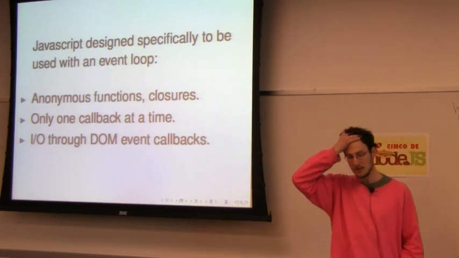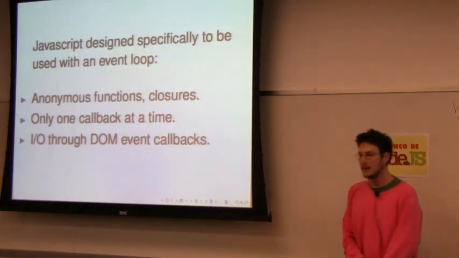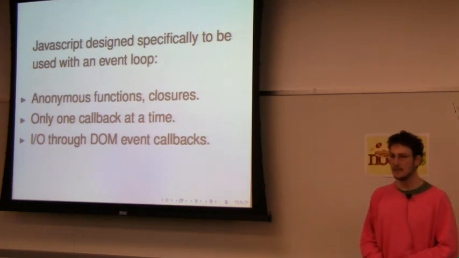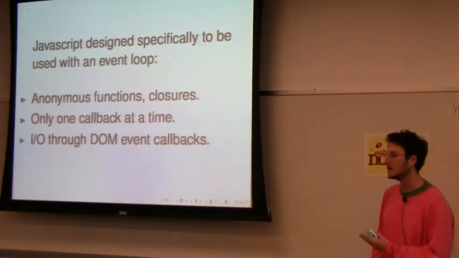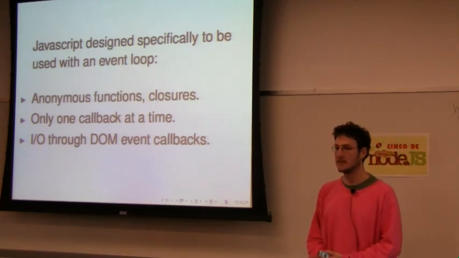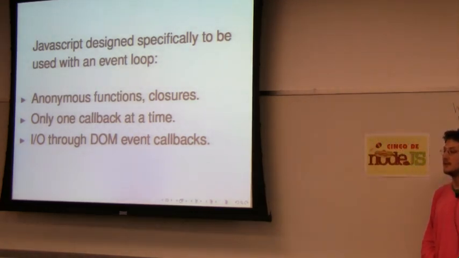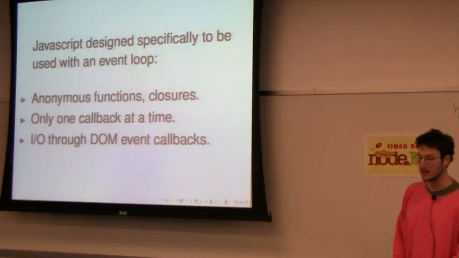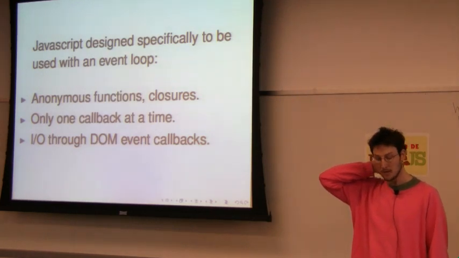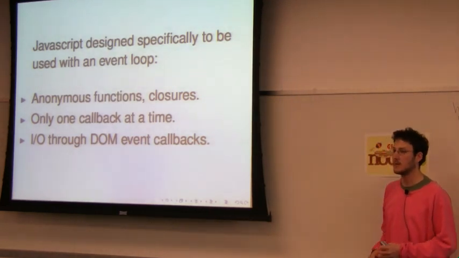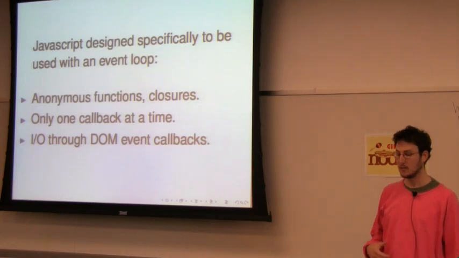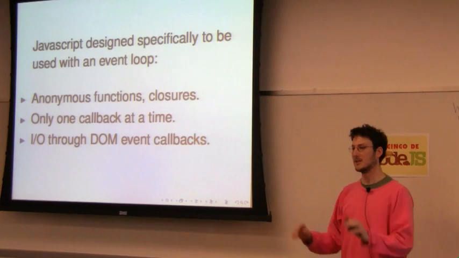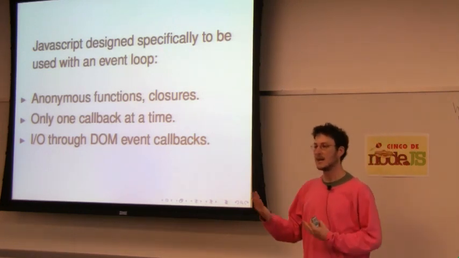So what's really nice is browser JavaScript. Man, they got it right. They really got it right. It's just amazing. It's designed specifically to be used within an event loop. So it has all these nice language constructions like anonymous functions and closures. But the real beauty is in the programming model of the browser, where you just get these callbacks. Somebody clicks a button, you get a clicked callback. And only one callback happens at a time.